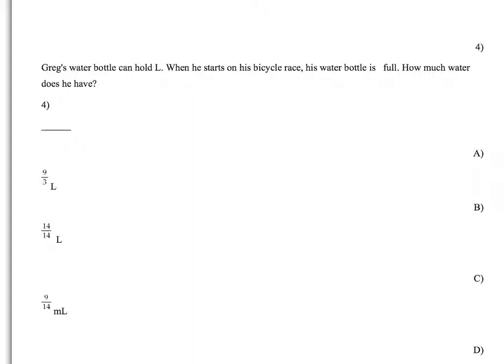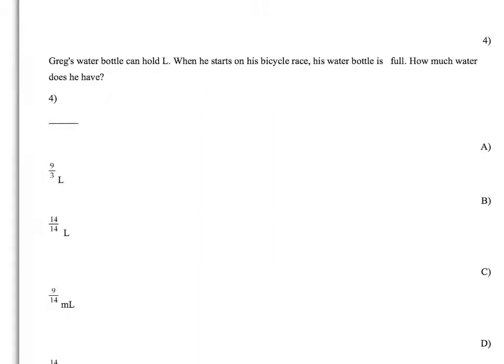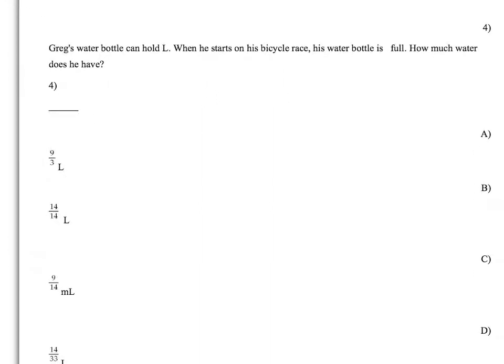If Greg's water bottle can hold a liter, when he starts on his bicycle race, his water bottle is full. How much water does he have? Oh boy. So we're getting a formatting issue as well. This is not giving me the fractions in here. Let me see if printing helps. I don't think it did.